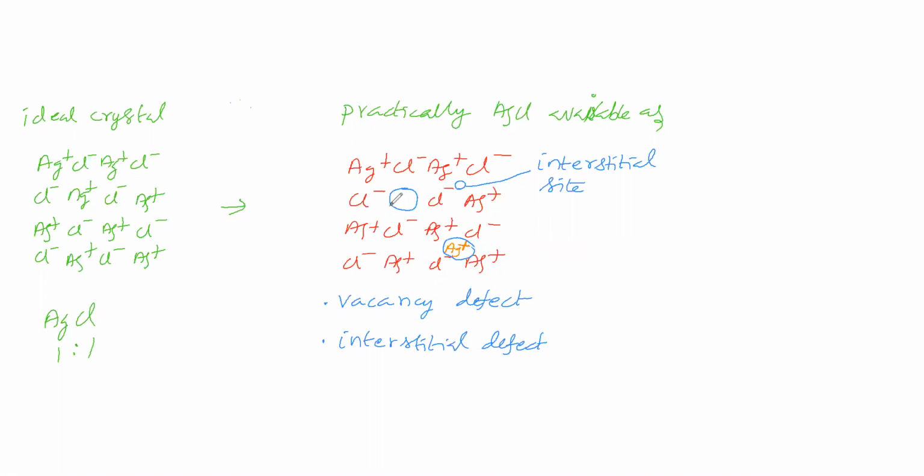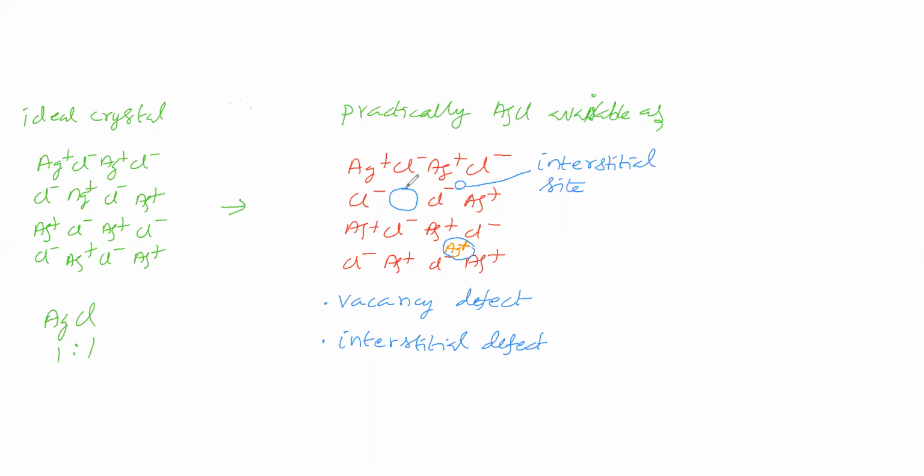So this place is vacant. Actually, in this place, what should be there? Ag+ should be there. The ideal crystal says Ag+ should be there, but here it is vacant, Ag+ is not there. Since Ag+ is not there, it is having a defect. Therefore, we can say that it is a vacancy defect.